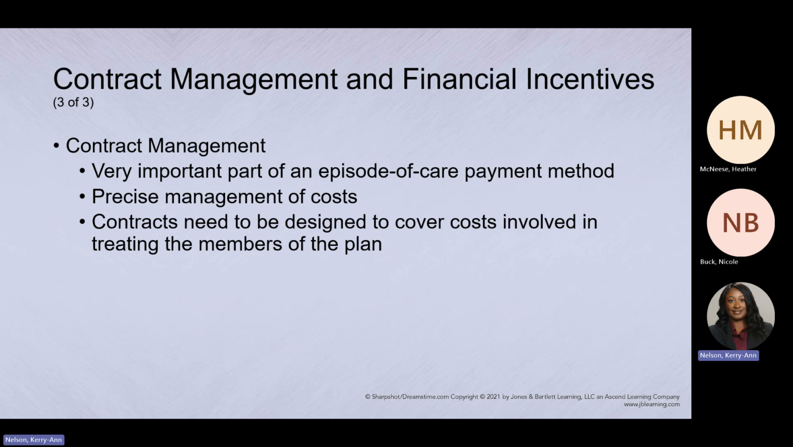Contract management is a very important part of an episode of care payment method. It's a precise management of costs, as contracts need to be designed to cover costs involved in treating the members of the plan.